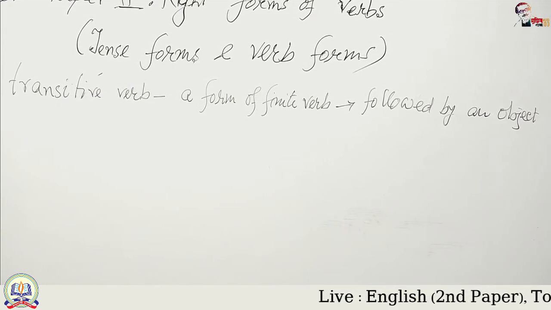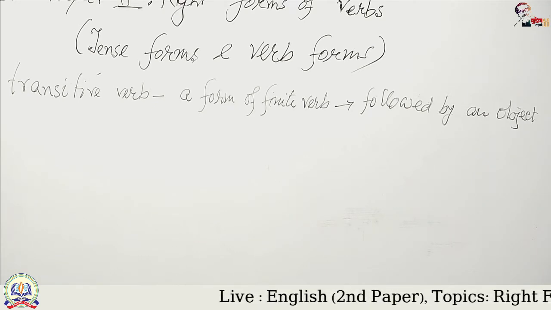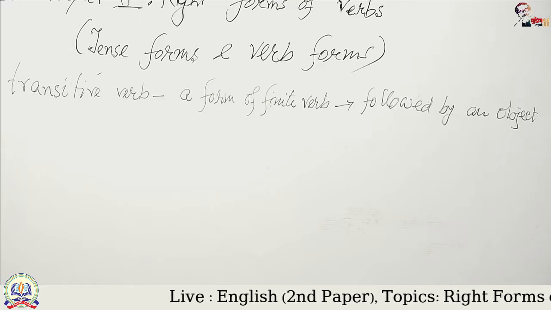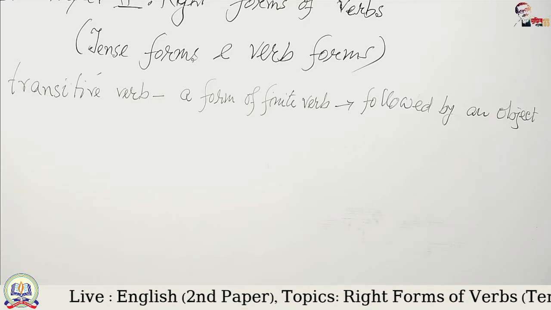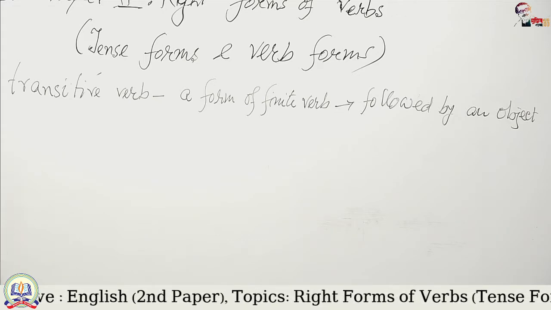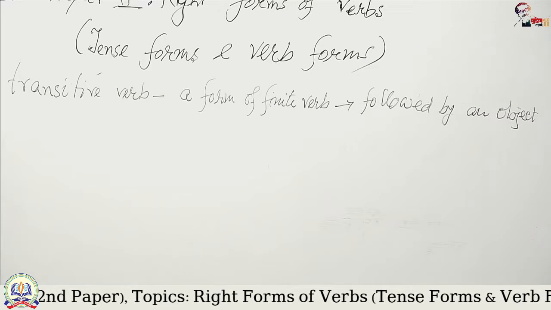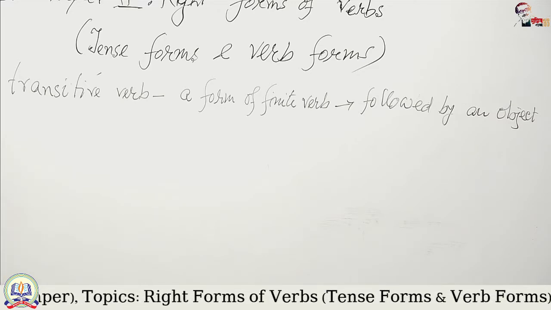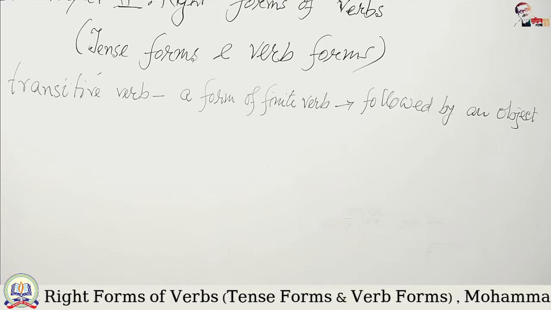Sometimes in a sentence you may be given a transitive verb to determine its tense form. How will you determine the verb in the transitive form? Because it is the verb which always needs an object.